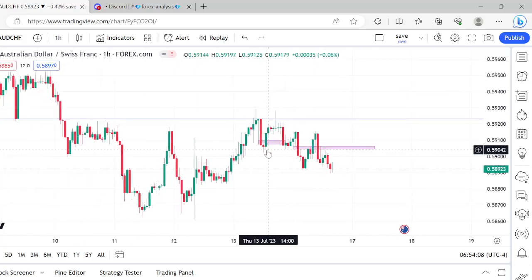But yeah, I like the play. It was a solid play, solid setup, had everything I wanted. So I'll scratch that off as a successful trade.